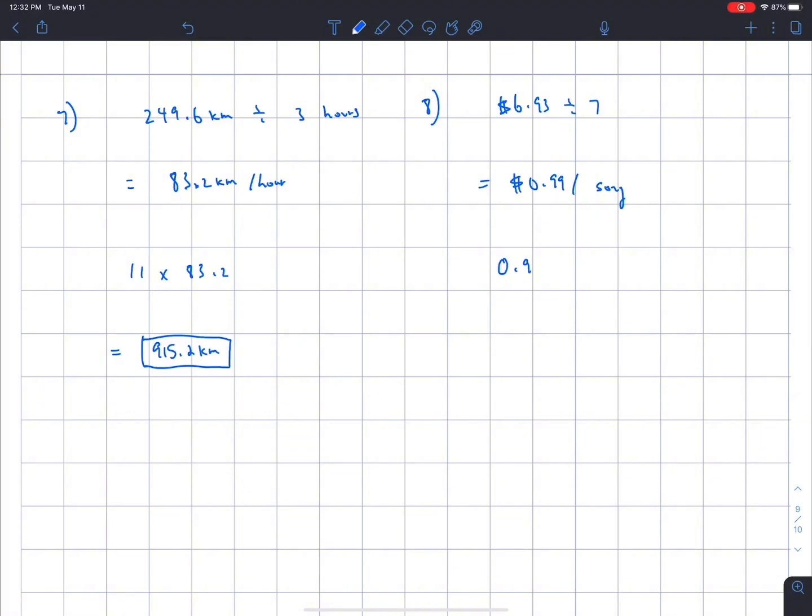So now we just need to use this unit price times 9 because we want to buy 9 songs. And that gives us $8.91.